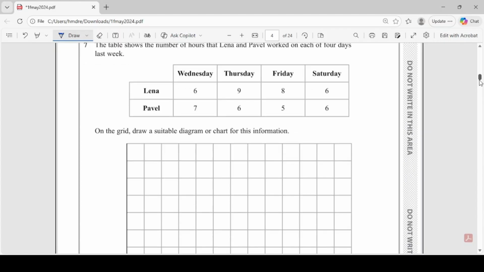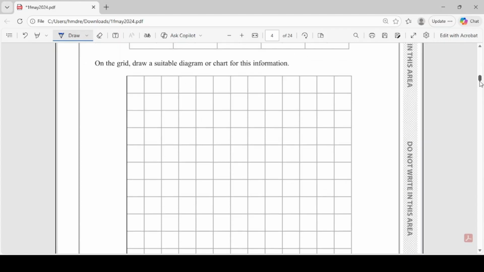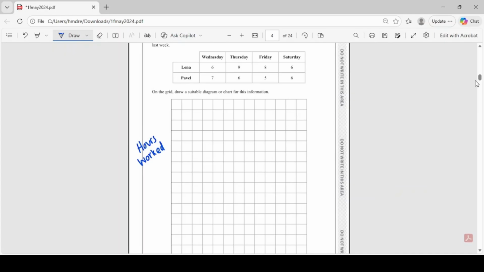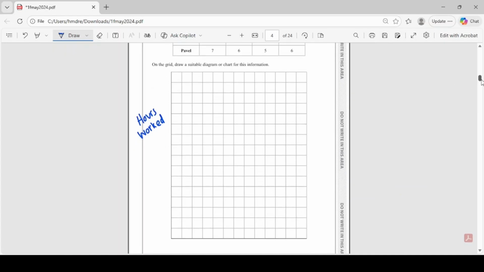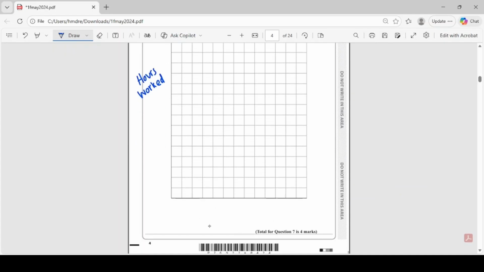And with the bar charts, we always have the number on here. So we're going to have hours worked on the left. And then on the bottom, we are going to have the days of the week. So Wednesday, Thursday, Friday, Saturday. Okay. With a bar chart, we have gaps between the columns. So we are going to leave a gap.